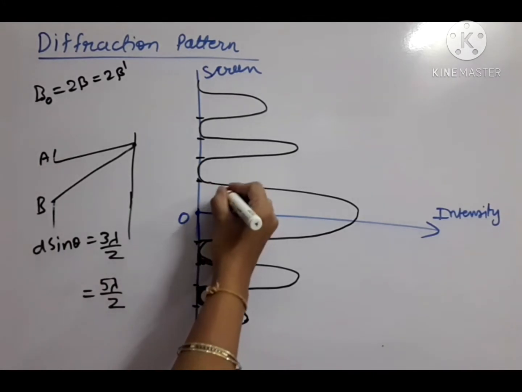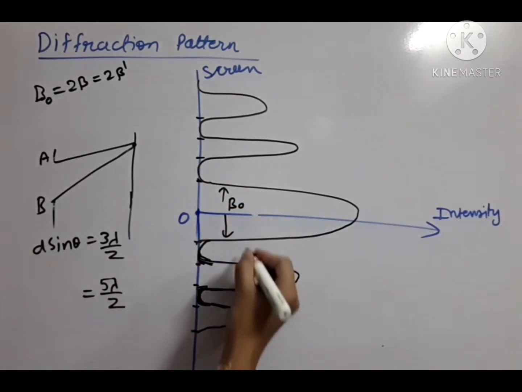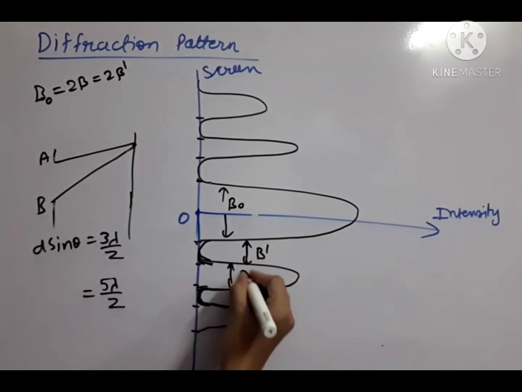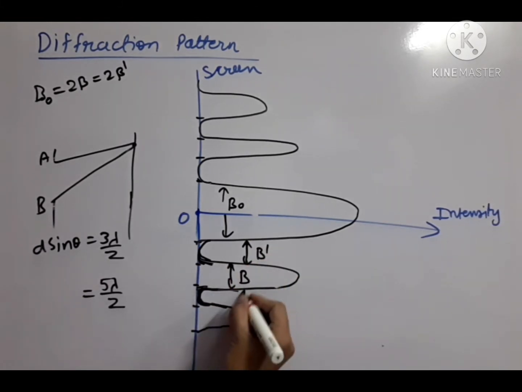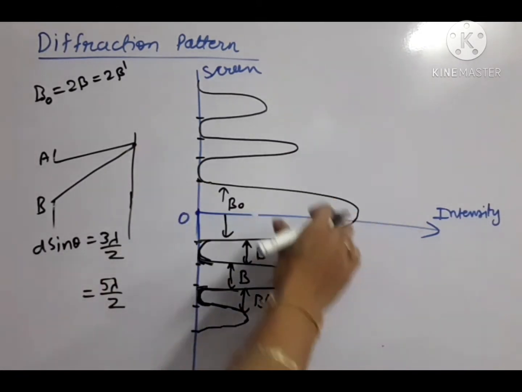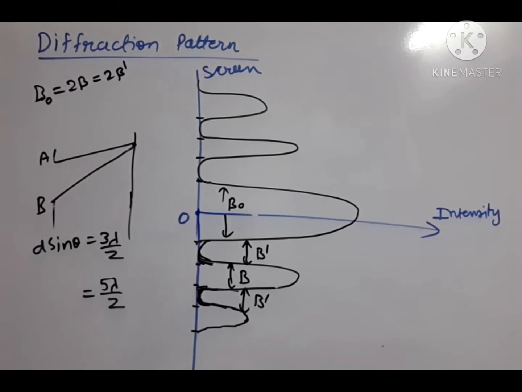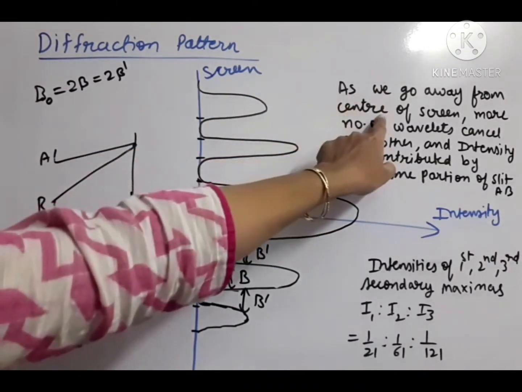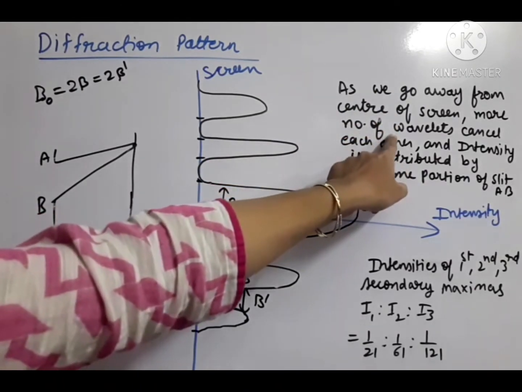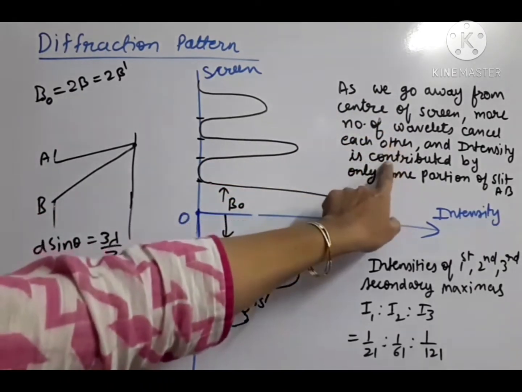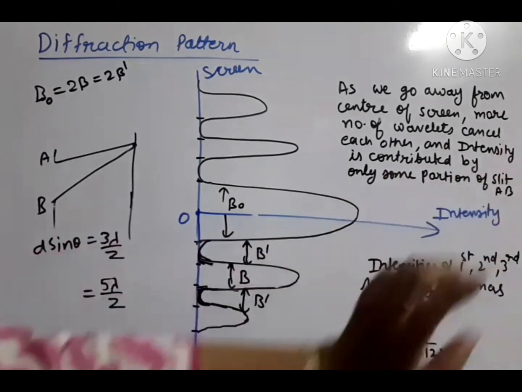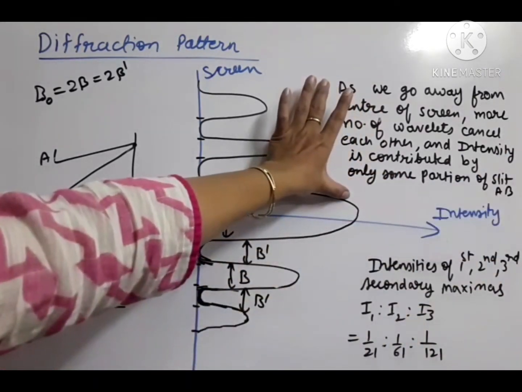So we can show that this width is beta 0, this width is minima, so beta dash, this width is maxima, so beta. This way all the widths we have to show equal only, and intensities are in decreasing order. Reason we can write: as we go away from the center of the screen, more number of wavelets cancel each other and intensity is contributed by only some portion of the slit AB. This is the reason of decreasing intensity.